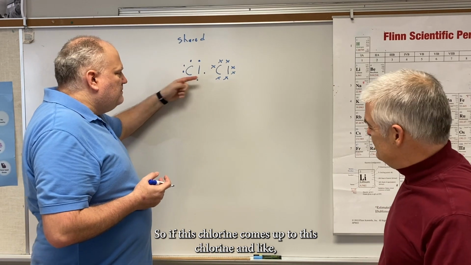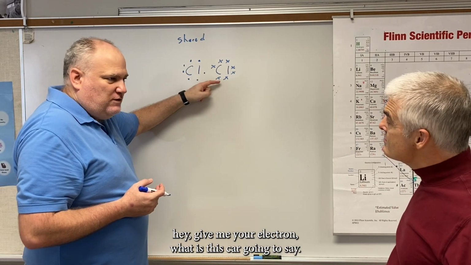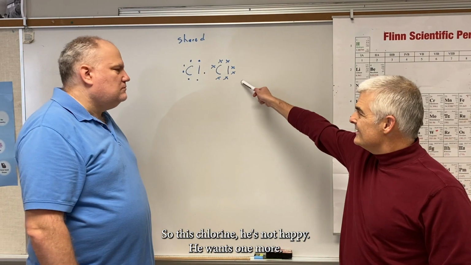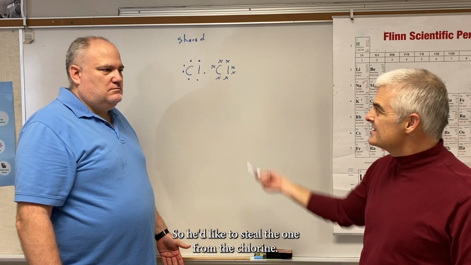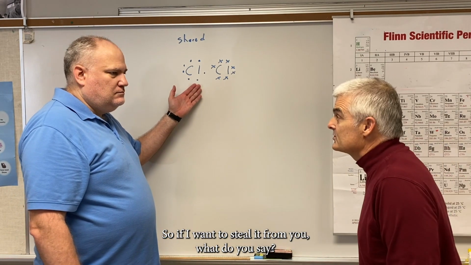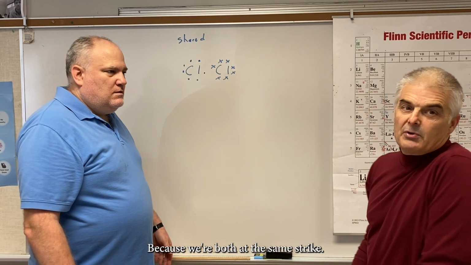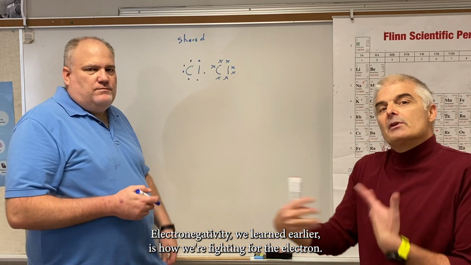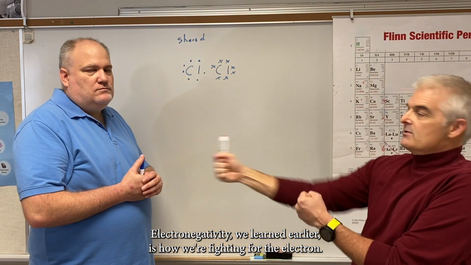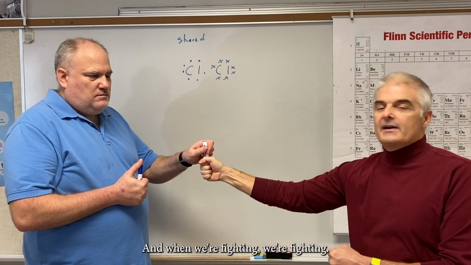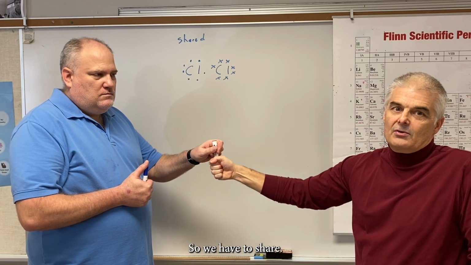So if this chlorine comes up to the other chlorine and says, hey, give me your electron, what is this chlorine going to say? This chlorine, he's not happy. He wants one more, so he'd like to steal one from the other chlorine. If I want to steal it from you, what do you say? I don't think so, because we're both of the same strength. Electronegativity, we learned earlier, is how we're fighting for the electron. We're both of the same strength, so we have to share.